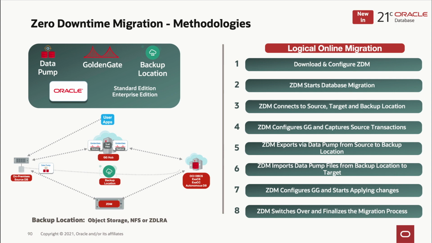If the target is ExaCS or DBCS, for instance, then what ZDM does is copy the Data Pump dump files from the backup location in the object store to a local file system in the target, and then instruct the target to do an import job. But of course, all of this is still automated by ZDM. Then ZDM configures the Golden Gate microservice on the Golden Gate Hub, which in this case is the replicate, and starts applying changes to the target database, so it's sure that it's synchronized. There's proper synchronization between the source database on premises and the target database in the cloud. Once all is synchronized, ZDM switches over and finalizes the migration process.